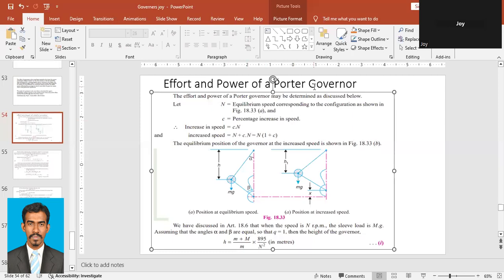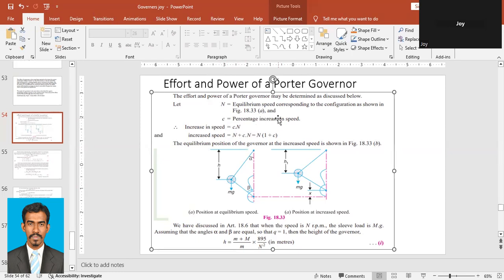So, effort and power of a Porter governor. The effort and power of the Porter governor may be determined as discussed below. Let N be the equilibrium speed corresponding to the configuration. So at N speed, this is at equilibrium.